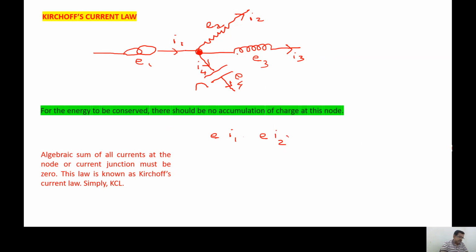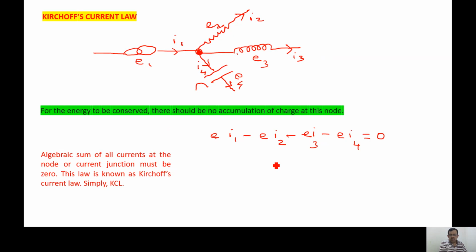Because the current is flowing out, you should not get confused here. So don't break your heads with this. So EI3 minus EI4 equal to 0, because this is the incoming current, and these are all outflowing currents from the node. Incoming is I1, whereas I2, I3, I4 are flowing out of this current junction. Therefore, I have put a negative sign.